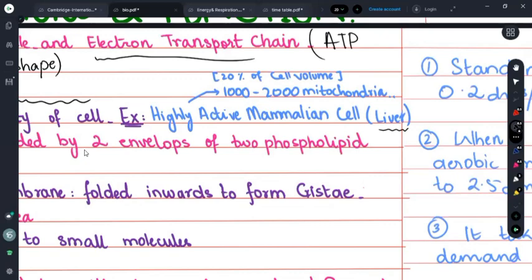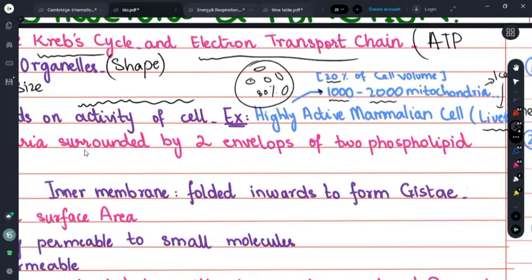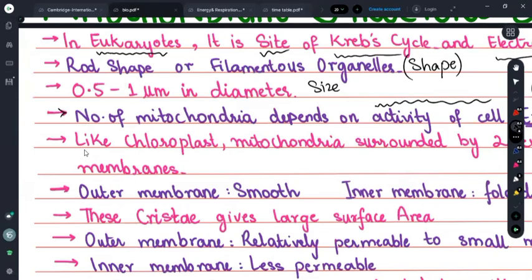So we can see that the liver cells contain around 1,000 to 2,000 mitochondria in each cell of liver. Each liver cell, which is also known as hepatocyte, contains 1,000 to 2,000 mitochondria in it. That is, 20% of the cell volume is occupied by mitochondria only, and then the rest contains other organelles.